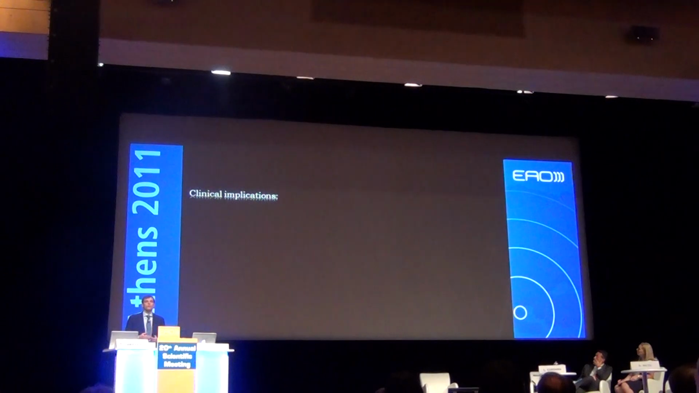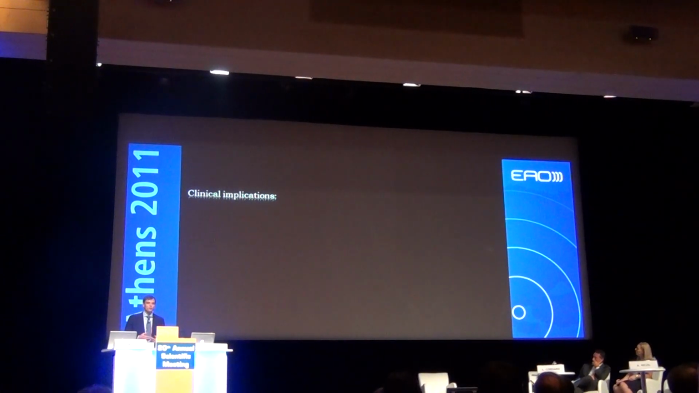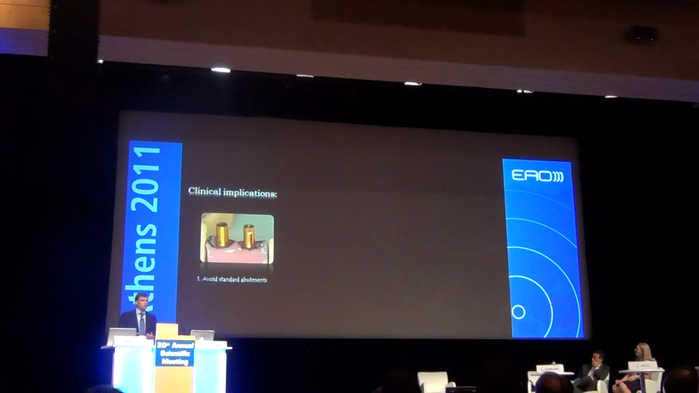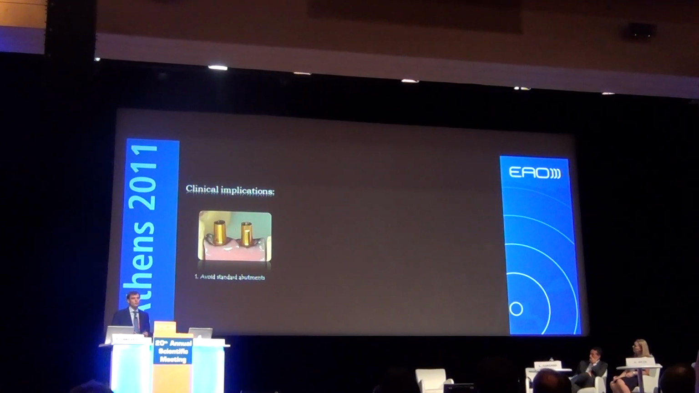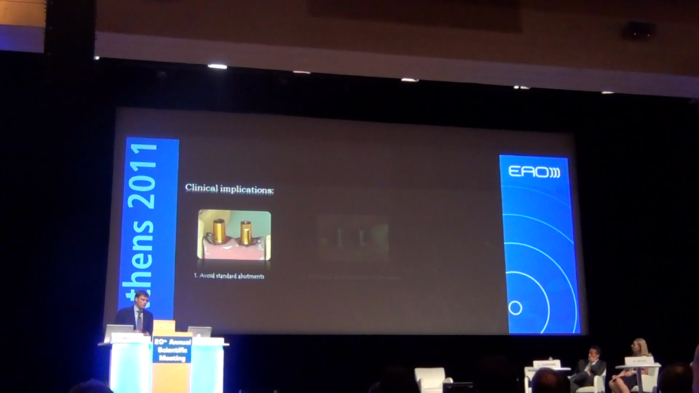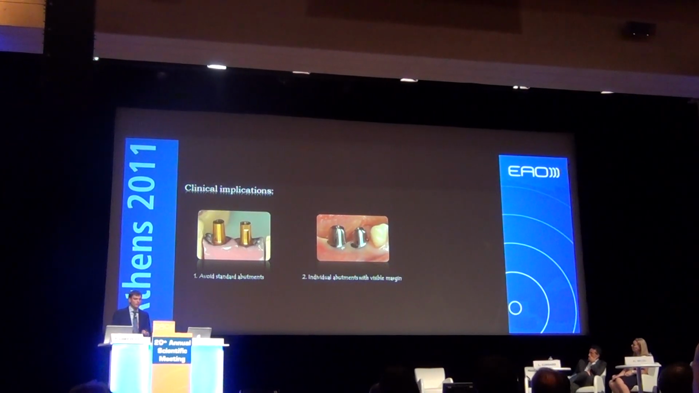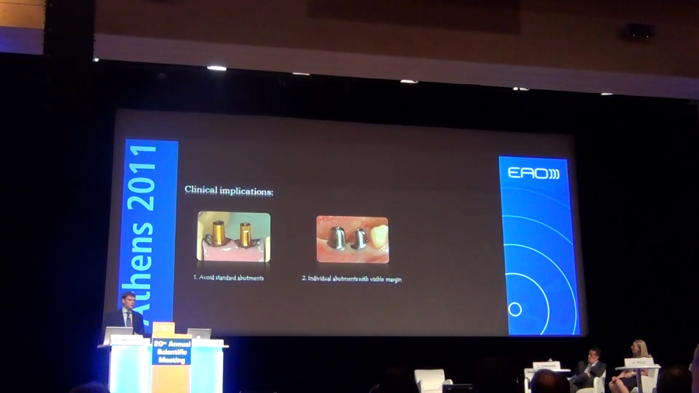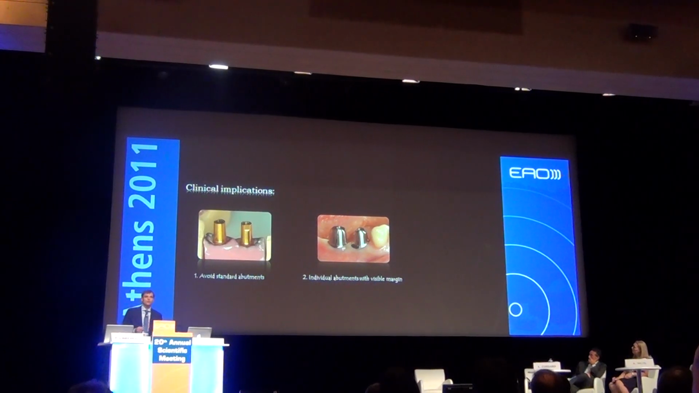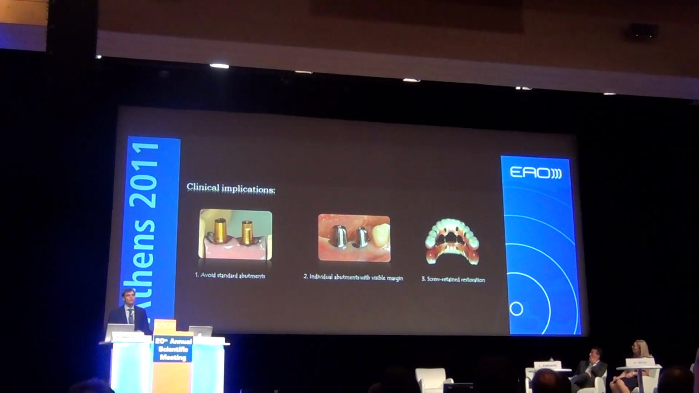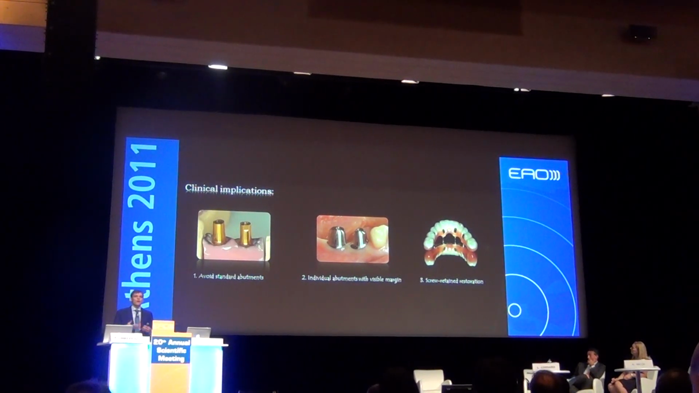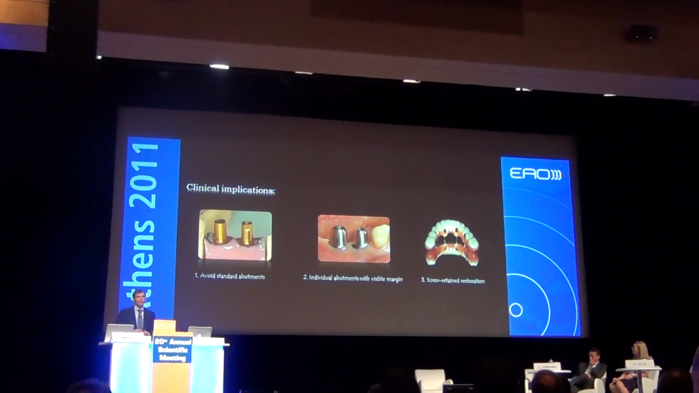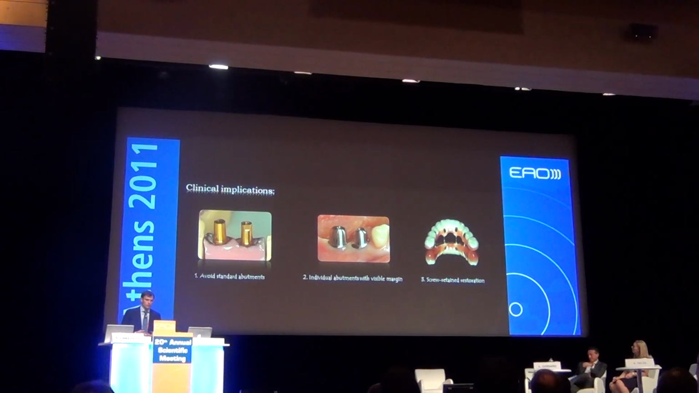What could that bring? What clinical implications can we have? Of course, cementing on narrow standard abutments must be restricted in the mouth, or should be done very carefully. Individual abutments with visible margins should be selected for cementation, and of course, there is a choice to just screw-retain the restoration and avoid all other problems which may come with cemented restorations.